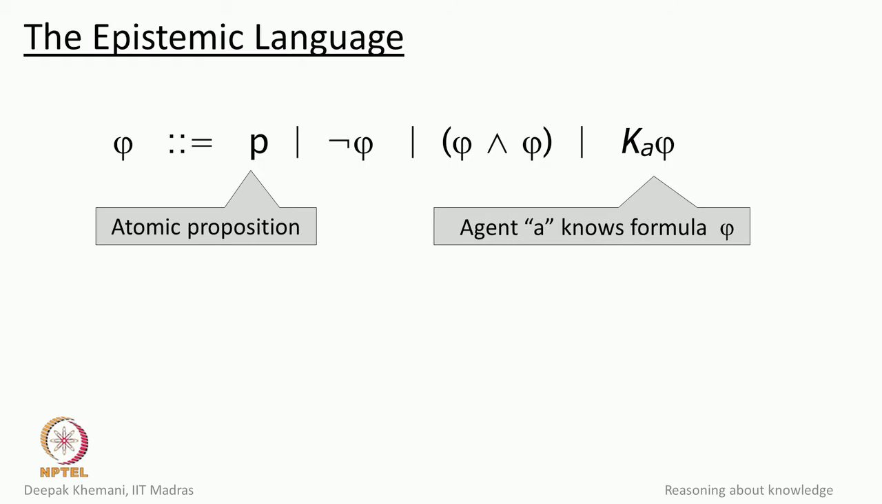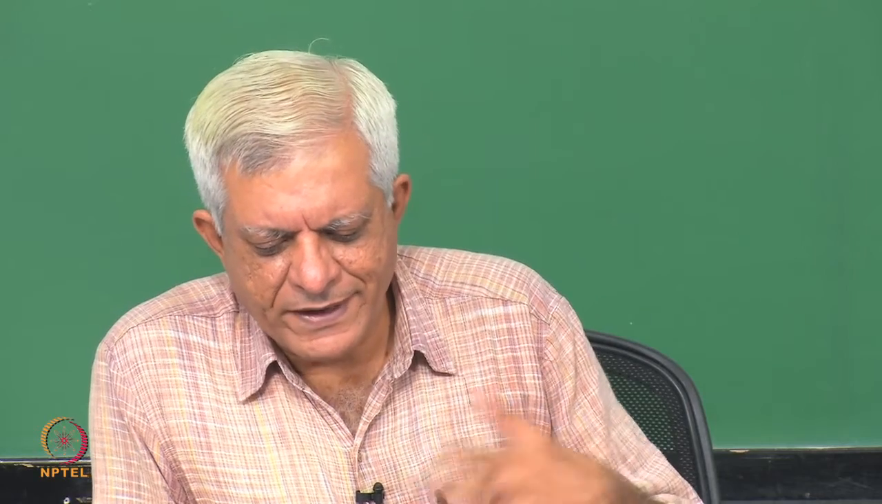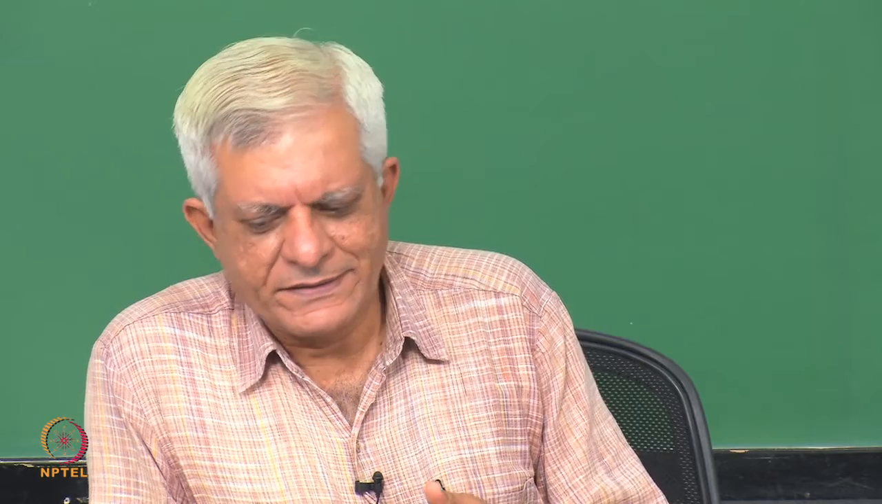So, first, we are talking about a propositional epistemic language here. First let us just deal with the syntax. It is very simple, that a sentence in this language is either an atomic proposition, which is basically from the simple propositional language, any statement P. Otherwise, if phi is a sentence, then negation of phi is a sentence, or phi and psi is a sentence.